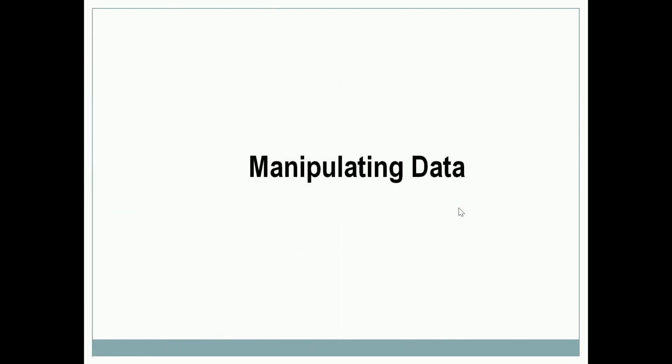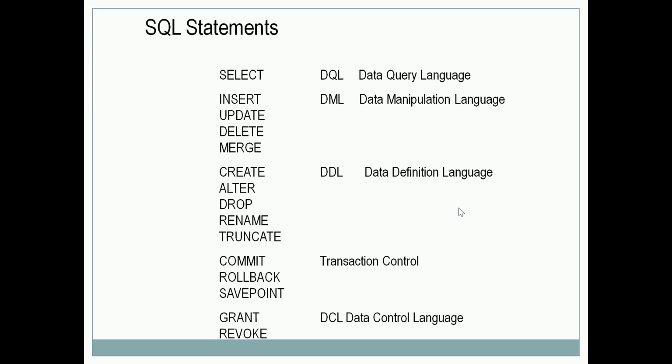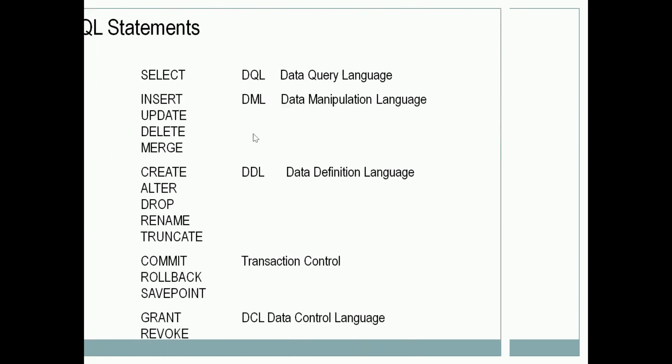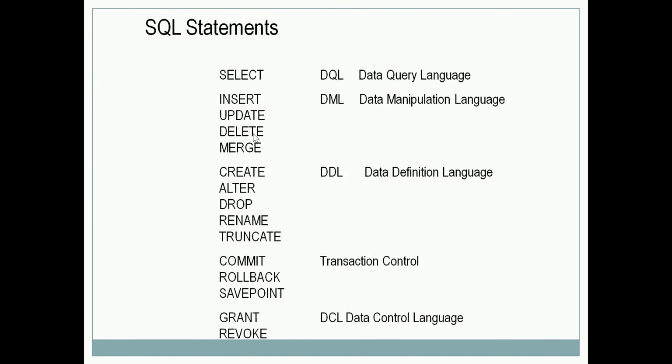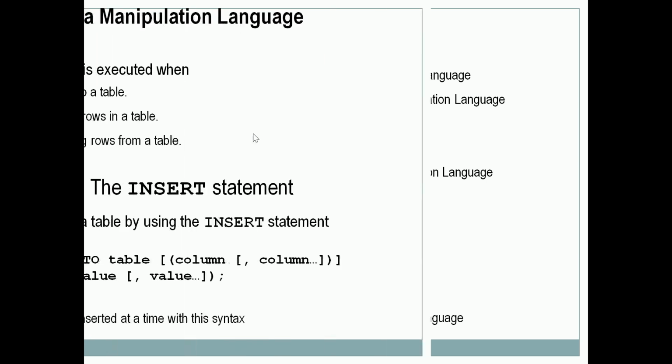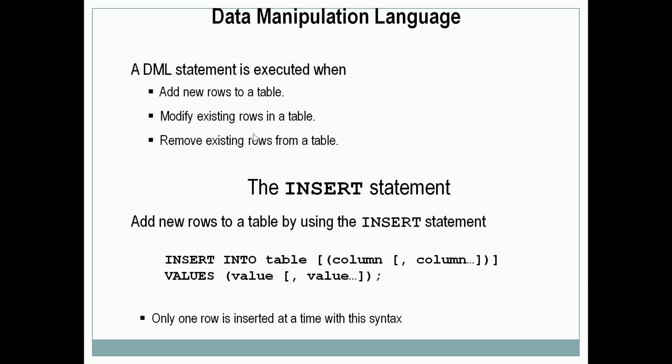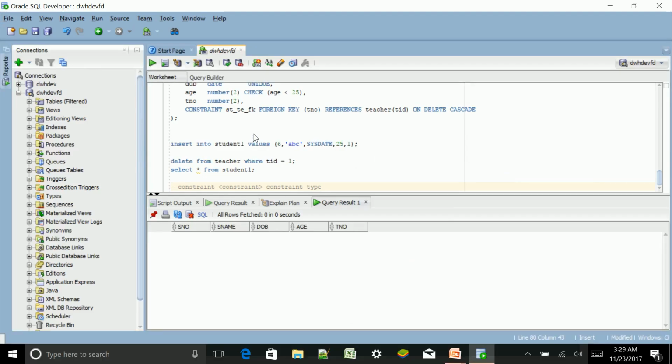Now we are moving to DML statements. We have insert, update, delete, and merge, 4 DML statements. Here we can see DML, that is data manipulation language. Those who missed my previous video, in that we discussed DDL statements, that is create, alter, drop, rename, and truncate. So now DML statements help us to insert data or manipulate data inside a table. The first statement is insert, which we have already used here.